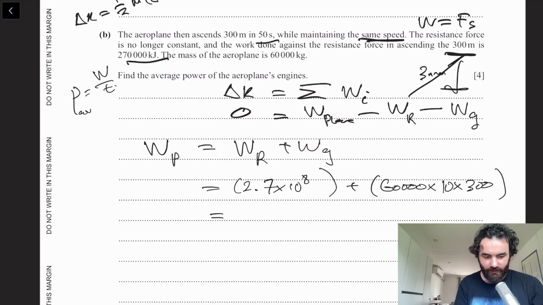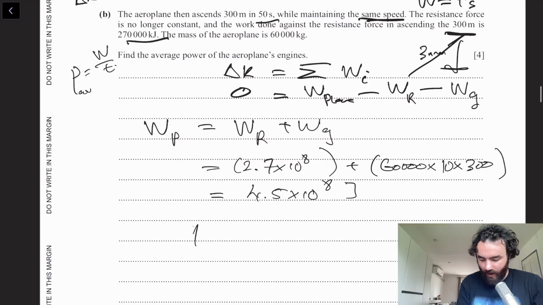Okay, so this is this. So 60,000 times 10 times 300. You know, I'm doing this for the first time. If you want me to prepare and go through it like most teachers would probably do, I'll do it. But I'm showing you me figuring it out as I go. I thought that might be kind of useful. 1, 2, 3, 4, 5, 6, 7, 8. So this is equal to 4.5 times 10 to the 8 joules.